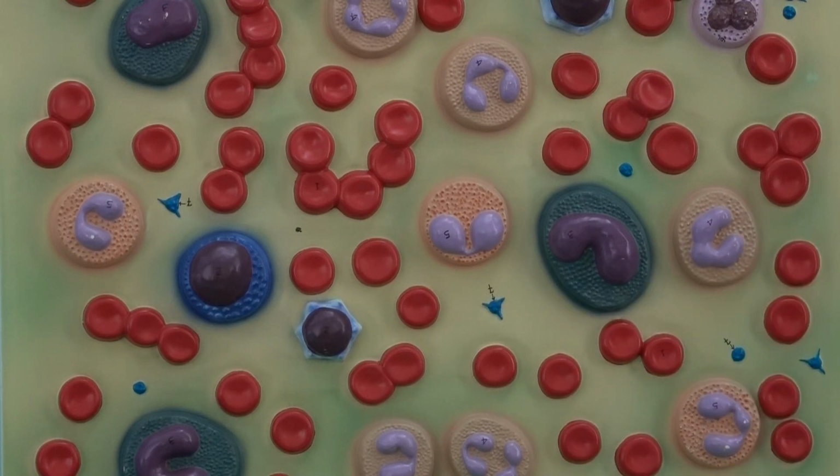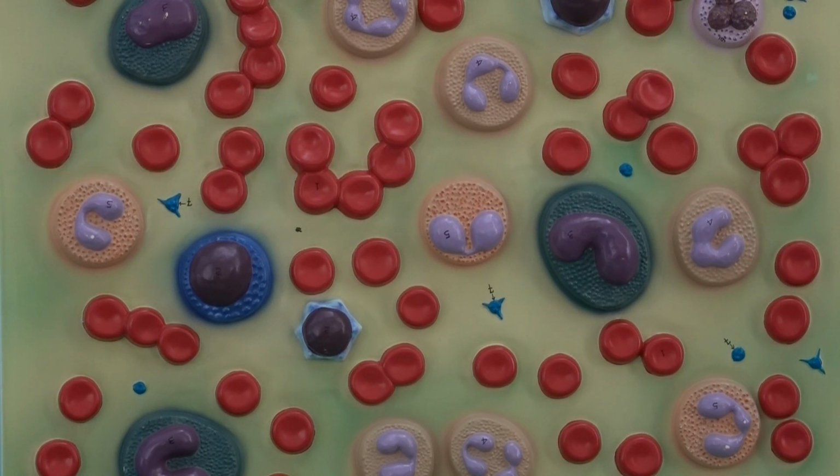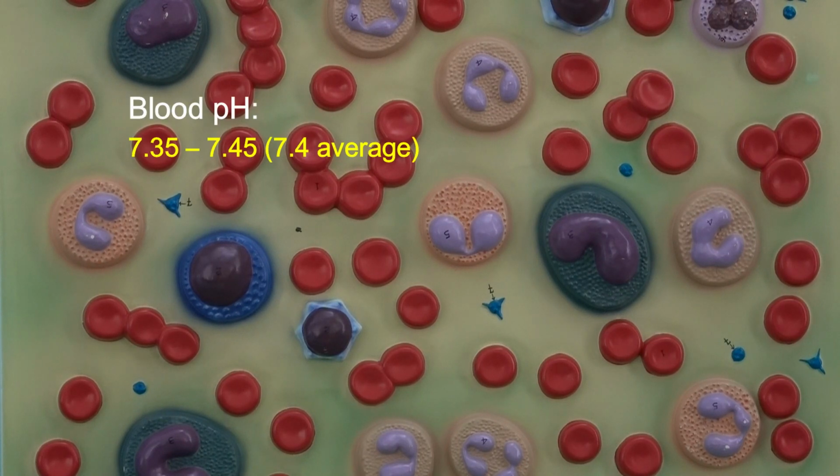As you know, blood is denser and more viscous than water. It feels slightly sticky. The temperature of blood is 38 degrees Celsius. That equals 100.4 degrees Fahrenheit. So this temperature is about 1 degree Celsius higher than oral or rectal body temperature. The pH of blood ranges between 7.35 and 7.45. So blood pH averages 7.4.